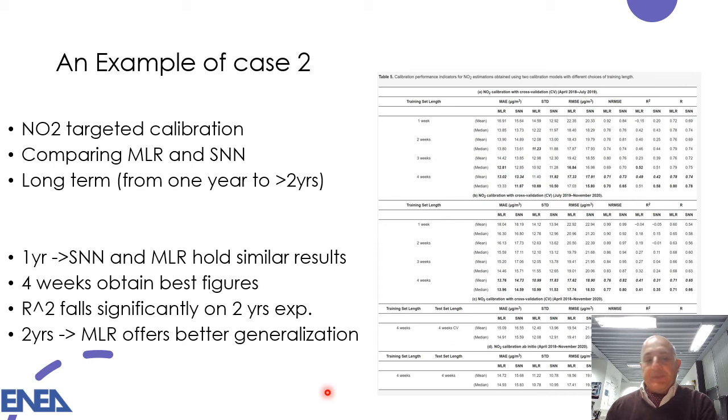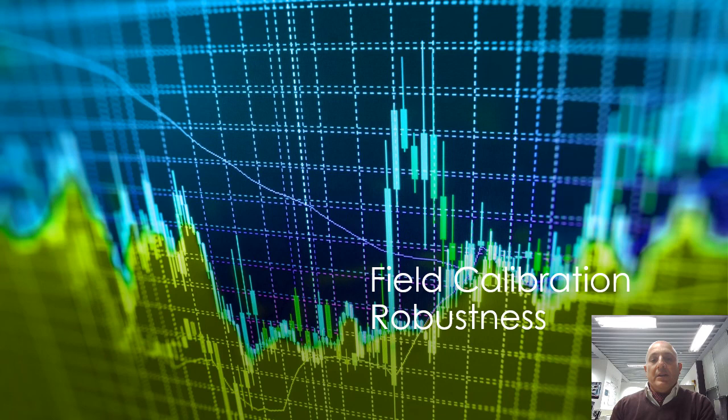So, if we summarize what we have found, in the first year, for example, in the 1 year long experiment, we see that shallow neural network and multilinear regression had similar results. 4 weeks obtained the best figures in a trade-off between accuracy and training set length. R-squared falls significantly on the 2 years experiment. But again, even in 2 years, the multilinear regression offers better generalization performance by outperforming the shallow neural network. And this is very important.